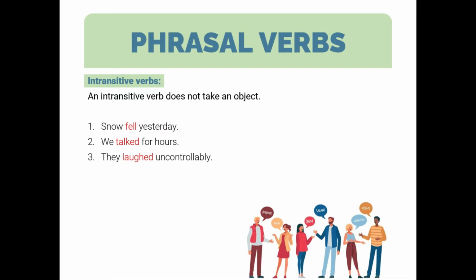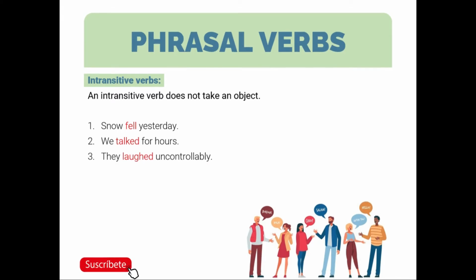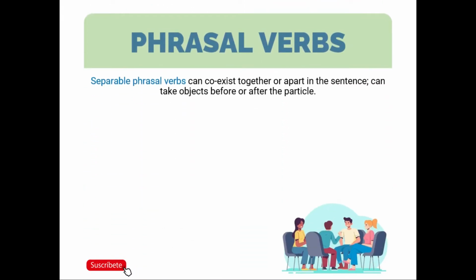Now, with these introductory topics already seen, let's focus on phrasal verbs, separable and inseparable phrasal verbs. Essentially, a phrasal verb is a phrase that consists of a verb with a preposition or an adverb, or both, the meaning of which is different from the meaning of its separate parts. As its name suggests, separable phrasal verbs can coexist together or apart in the sentence. Separable phrasal verbs can take objects before or after the particle.